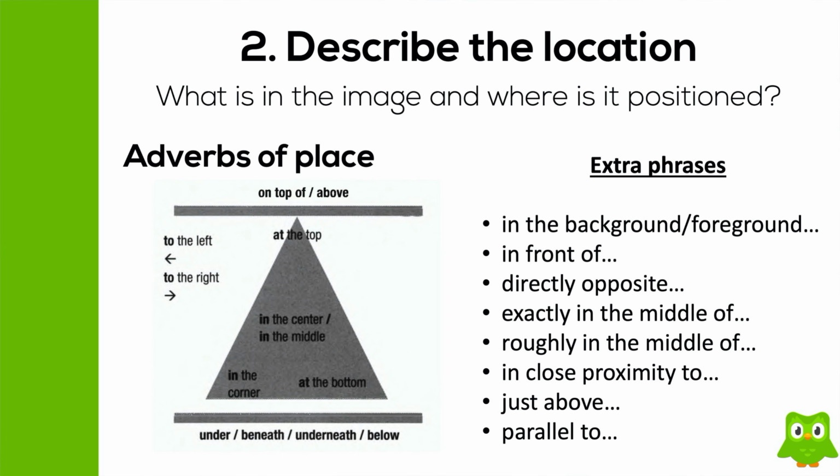In the background and in the foreground are essential phrases if you want to describe the picture from far to near or near to far. The background would be far and the foreground would be near. We also have in front of, directly opposite, exactly in the middle of, roughly in the middle of, in close proximity to, just above, and parallel to.